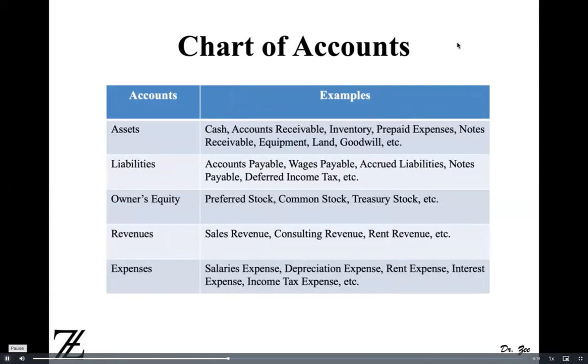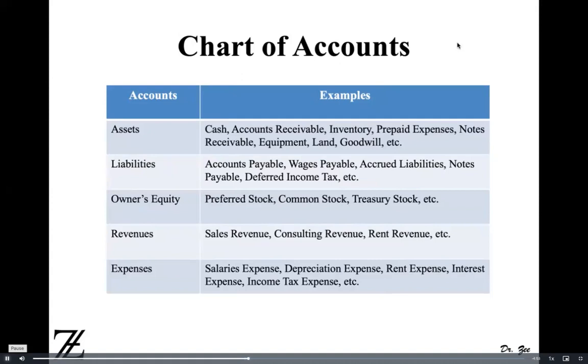There are current assets and there are long-term assets. What current assets and long-term assets are, we're going to discuss in another video. But in this video, I'm just trying to mention what types of asset accounts we have, what types of liability accounts, owner's equity, revenue and expenses.